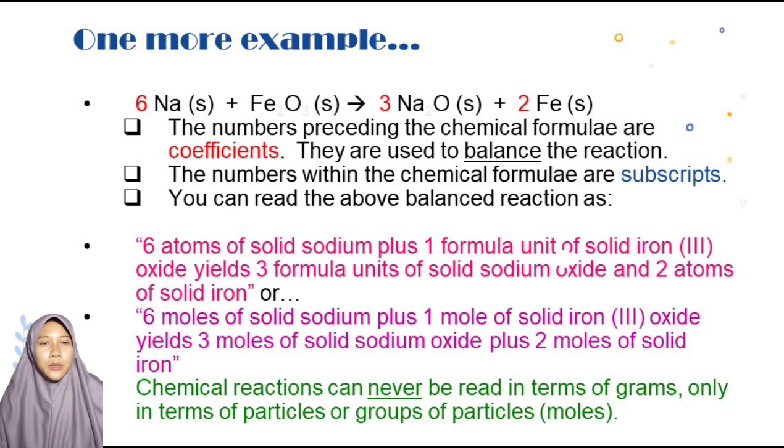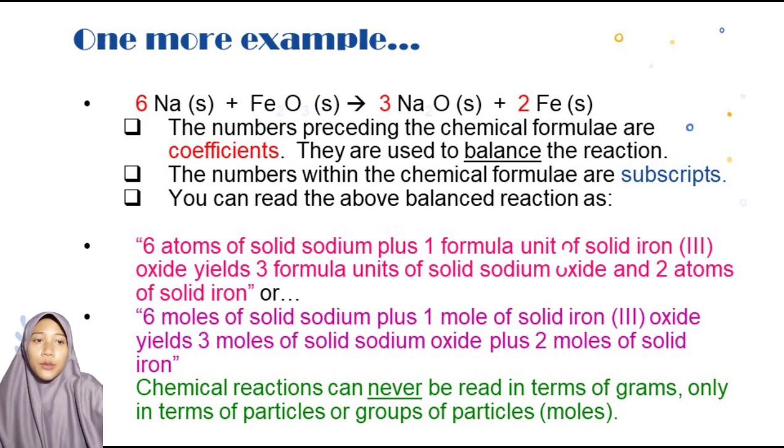Okay, one more example. For this equation: solid 6Na plus solid Fe2O3 yields solid 3Na2O plus solid 2Fe. The numbers preceding the chemical formula are coefficients. They are used to balance the reactions. The number preceding the chemical formula for Na is 6, Na2O is 3 and Fe is 2. So these three are coefficients. And the numbers within the chemical formula are subscripts.